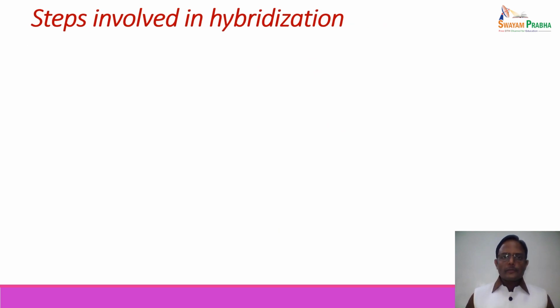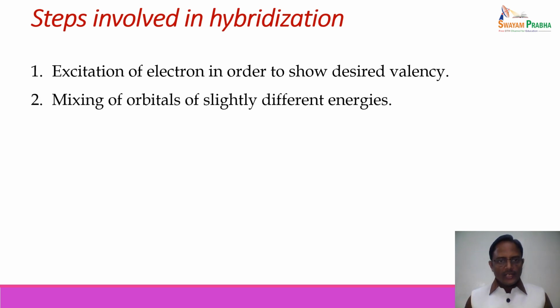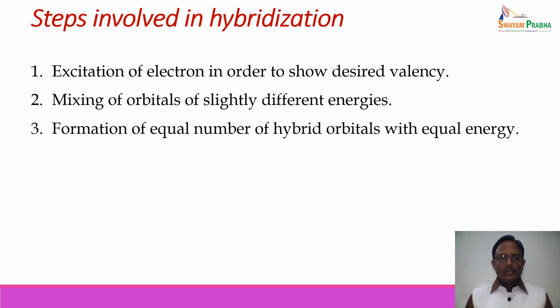Now what are the steps involved in hybridization? In the first step, excitation of an electron takes place in order to show the desired valency or desired covalency. Secondly, the orbitals having slightly different energies undergo mixing, and an equal number of new orbitals are formed with equal energy, and these equal energy orbitals are called hybrid orbitals.